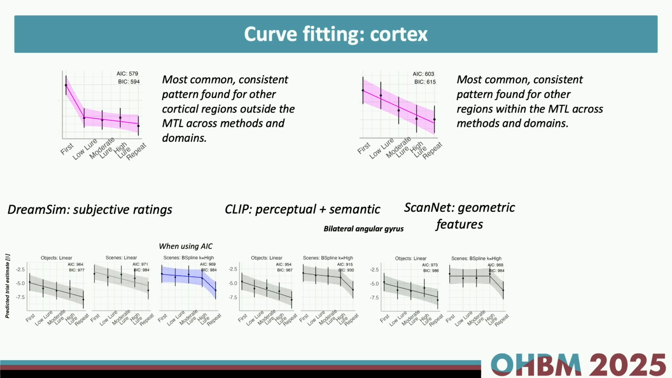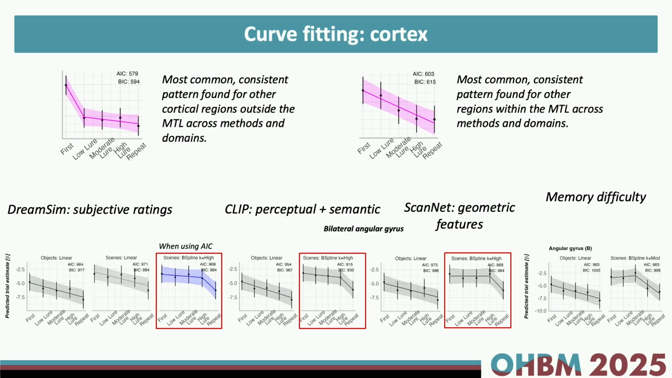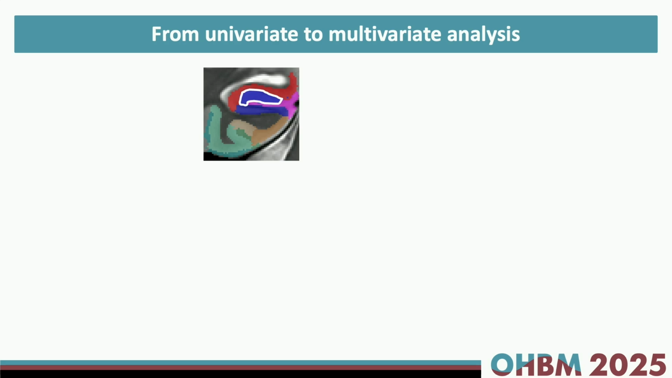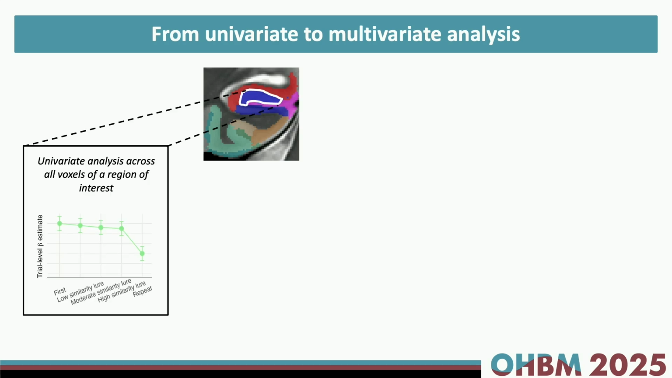But interestingly, the angular gyrus is really here one of the regions, or the main region in the wider cortical networks, that does show some support for a pattern separation-like response across these different networks, specifically for scenes, but not for objects. And again, this lines up quite well with the memory-based similarity bins, although there it's a bit less resistant to feature interference. But of course, everything that I've shown you right now is based on univariate analysis across all voxels of a given region.